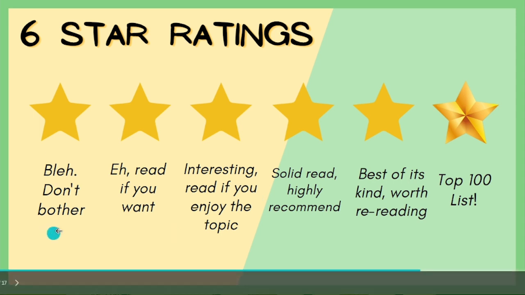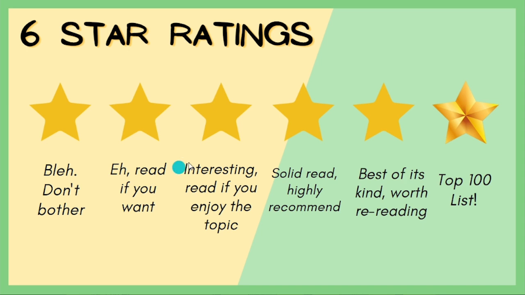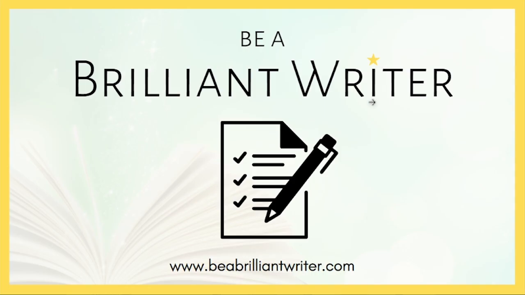So 1 star means don't bother. 2 stars means read it if you want, but it's not that great. 3 stars means it's pretty interesting, read if you enjoyed the topic. 4 stars means it's a solid book. I recommend it. And then 5 stars is this is the best of its kind, worth rereading, highly recommend it. Well, this is like super highly recommend. So there you have it. That is the Scylighter schema for analyzing stories.